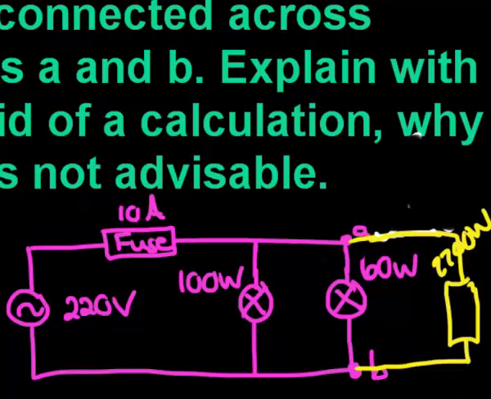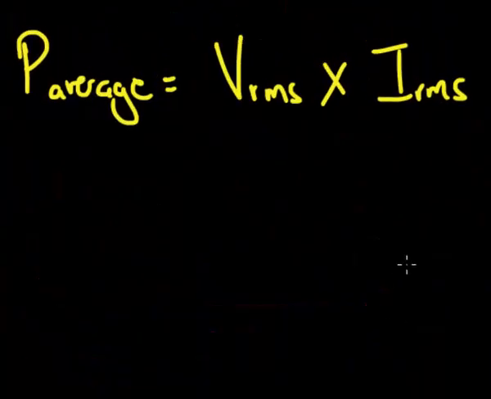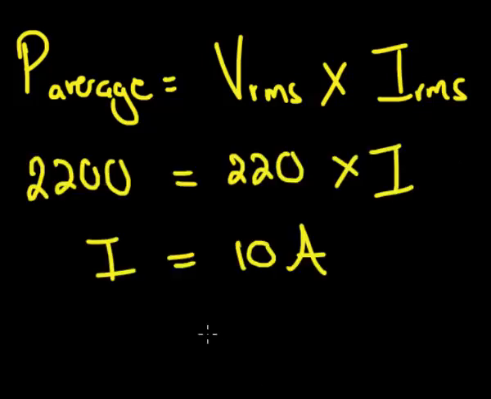Let's just quickly take a look at what we will be using. We would like to calculate current, and we do have the power as well as the potential difference, because seeing that it's still connected in parallel, it will also receive a potential difference of 220 volts. That ends up having us using power is equal to VRMS times IRMS. Remember, we must use our RMS values in calculating the average power. And we've got a power of 2200, a potential difference of 220 times the current, and the current then ends up being 10 amps.